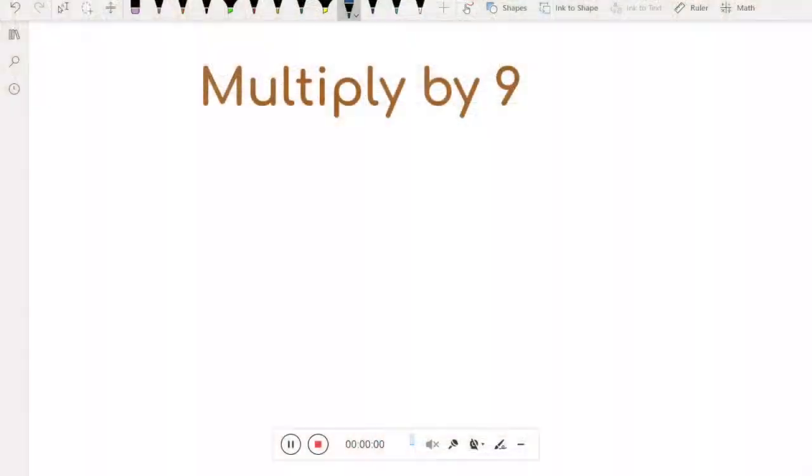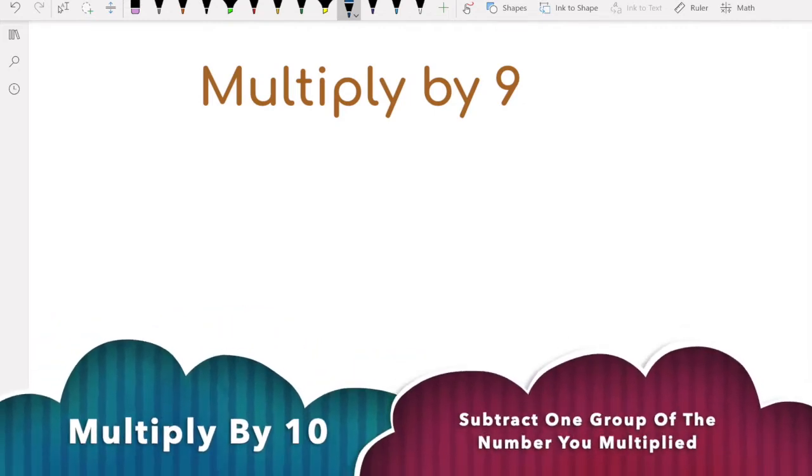Time. Math time! Today it's multiply by 9. This comes up all the time. And again, when I say by 9, I mean by 9 or 0.9 or 900. It's all the same trick. This trick is easy to understand, easy to apply, and somewhat obvious, you could say.